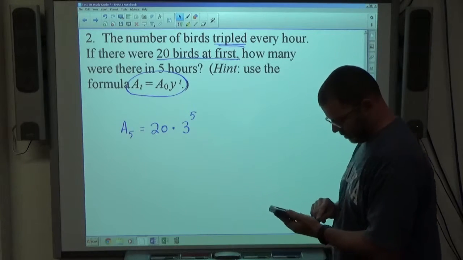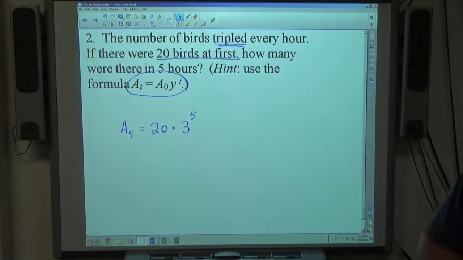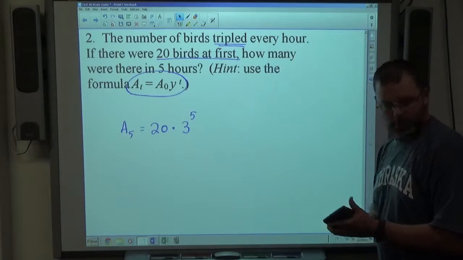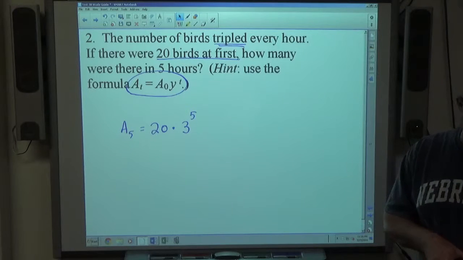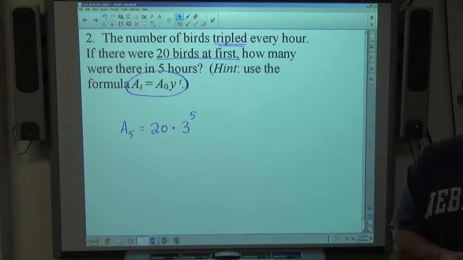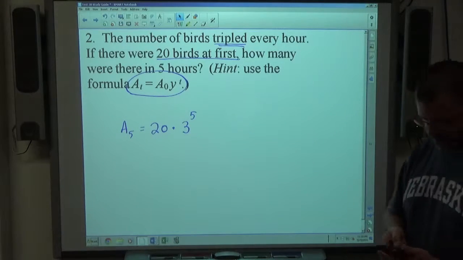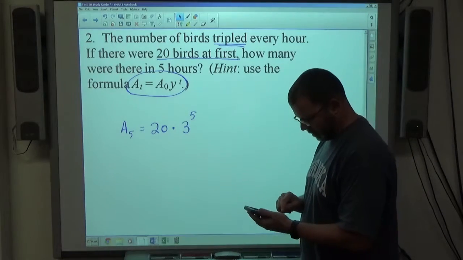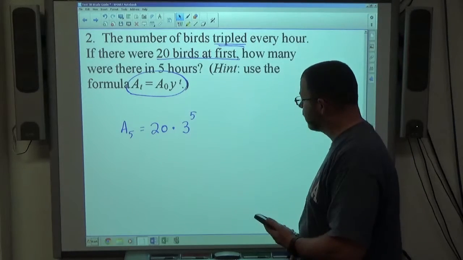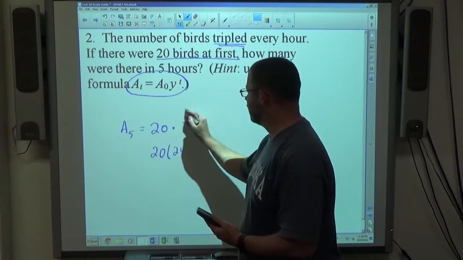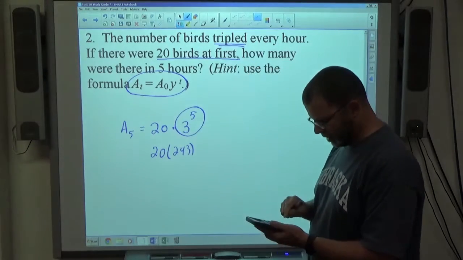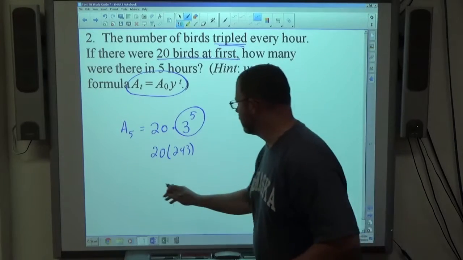If I type in, oh, that doesn't have batteries. One of these will. If I type in 3 to the 5th power, it's going to be 243. So 20 times 243. Order of operations says we do the power first, make sure that happens. Times 20 comes out to 4,860.